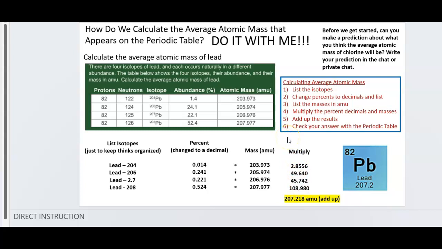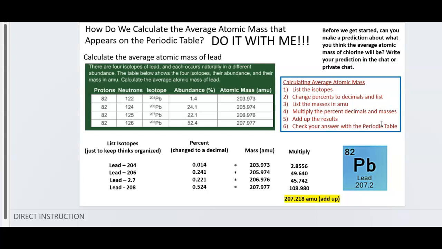Step 6 says check your work. So I could go to the periodic table, find lead, and it says the average atomic mass of lead is 207.2, and we got 207.2, so we're right on the money and we're good to go. Right? So if you follow those same 6 steps, it should take you through each of the problems. They're all done the same way. And again, you can always check your work.